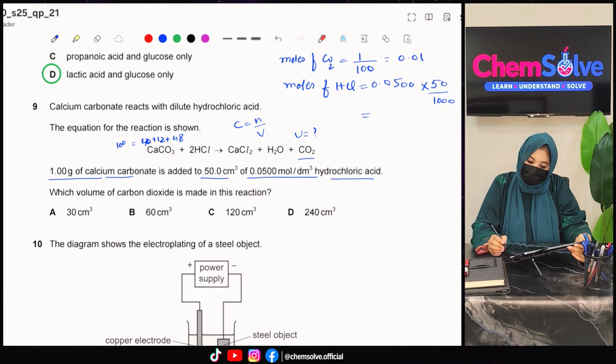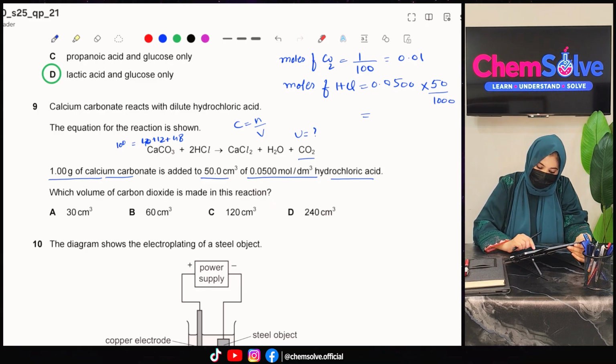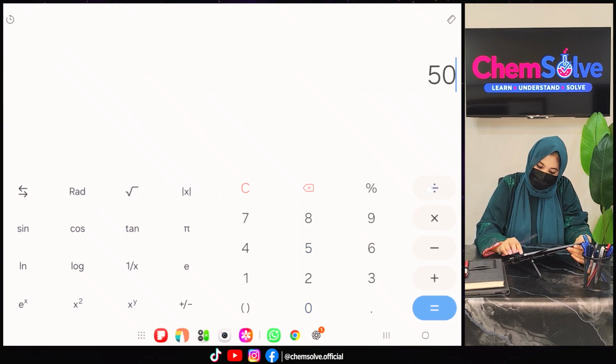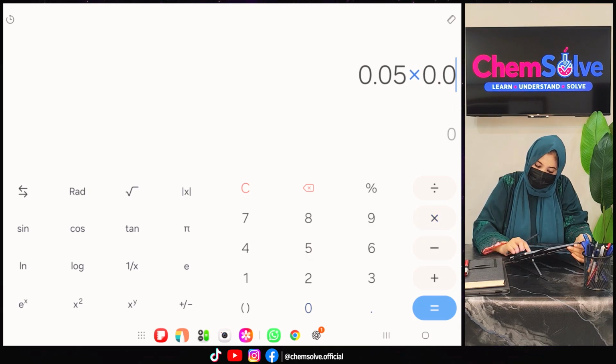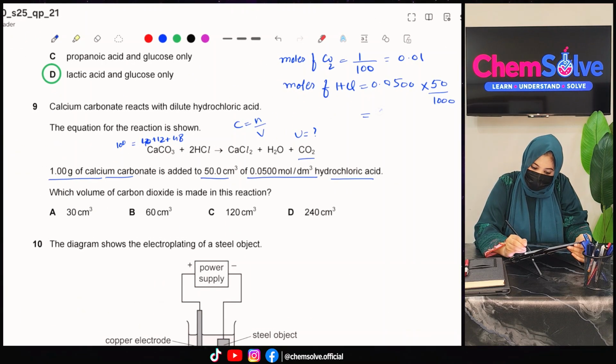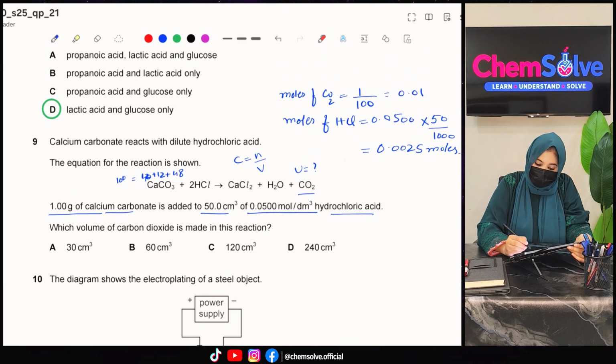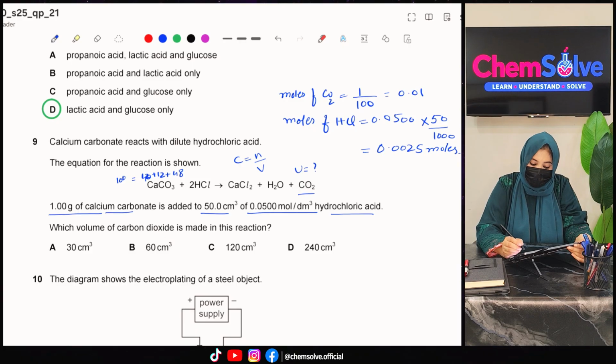0.01. For the other one, 50 divided by 1000 multiplied by 0.05. This is 0.0025 moles. So of course we will use the least moles. So the moles of carbon dioxide would be compared with the HCl. HCl and carbon dioxide. Why did I choose it? Because this is the least value. So always we use the least one.